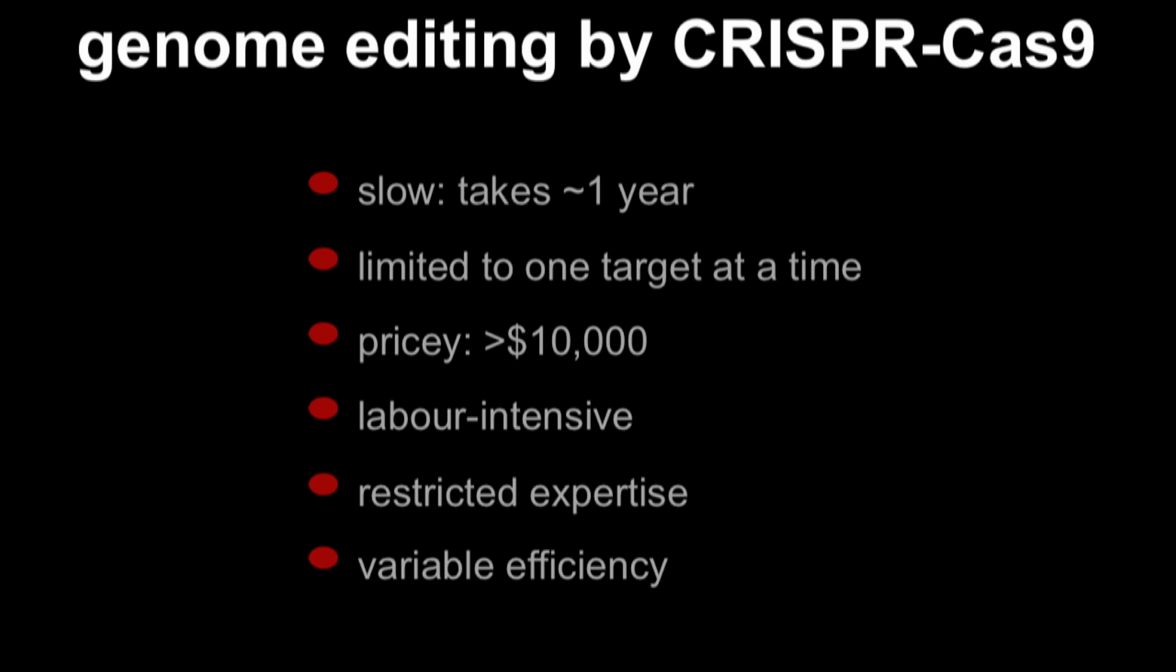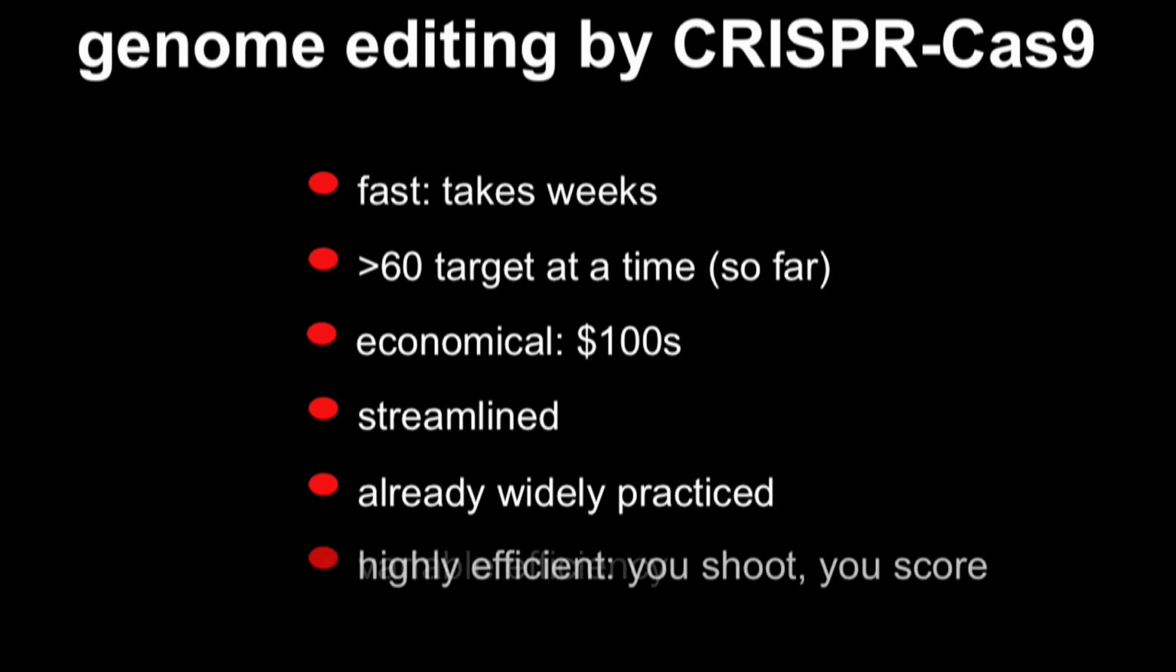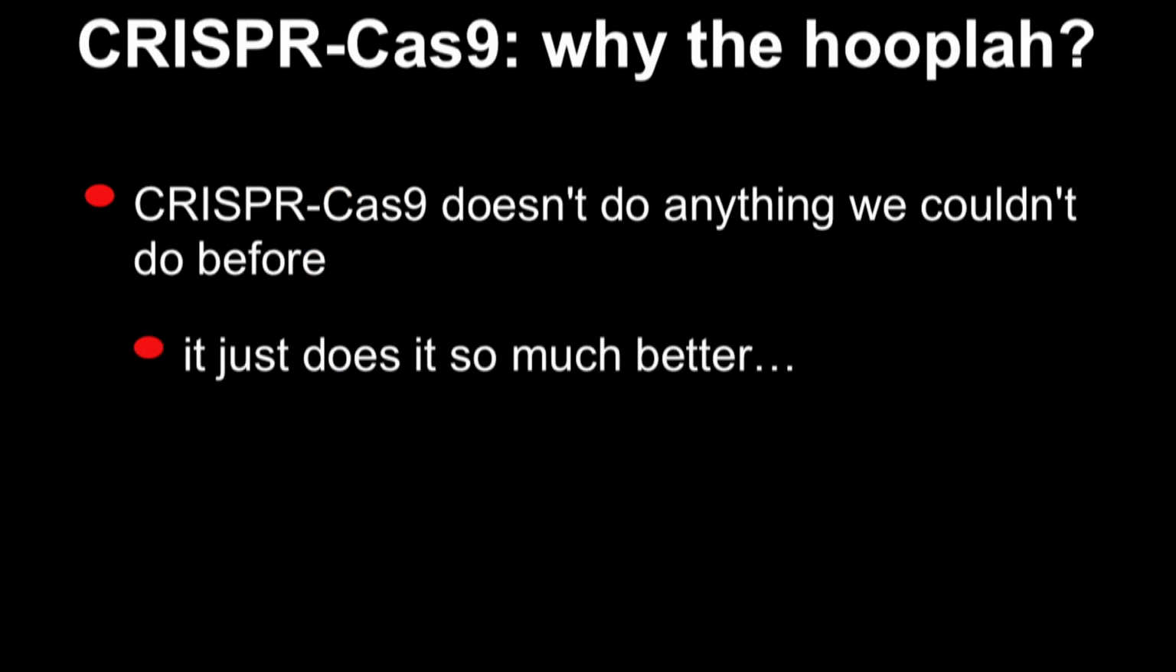And unlike its predecessors, editing by CRISPR-Cas9 is extremely fast. It takes weeks, not up to a year or more. You can multiplex, so you can target multiple targets in one shot. It's economical. It costs hundreds of dollars, not thousands or tens of thousands of dollars. It's streamlined. It's already widely practiced, and it is highly efficient. You shoot, you score. So although CRISPR-Cas9 editing doesn't do anything that we couldn't do before, it just does it so much better that it's a game changer.